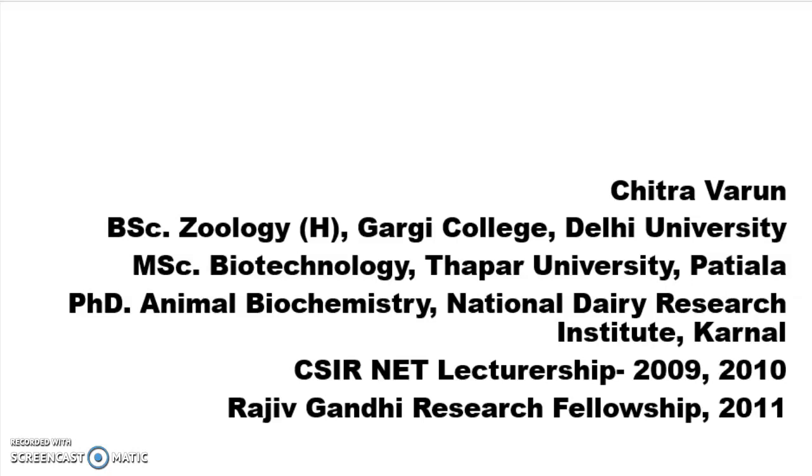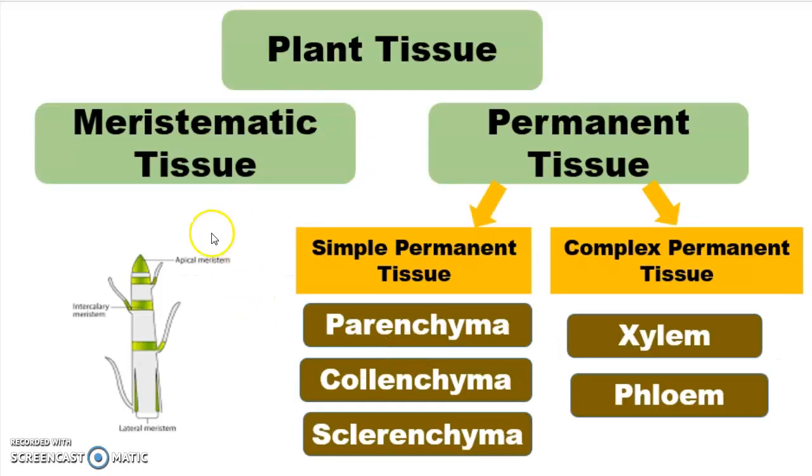Look at this slide. Here we already discussed the meristematic tissues and simple permanent tissues like parenchyma, collenchyma and sclerenchyma. Now we will discuss the complex permanent tissue. These are xylem and phloem.